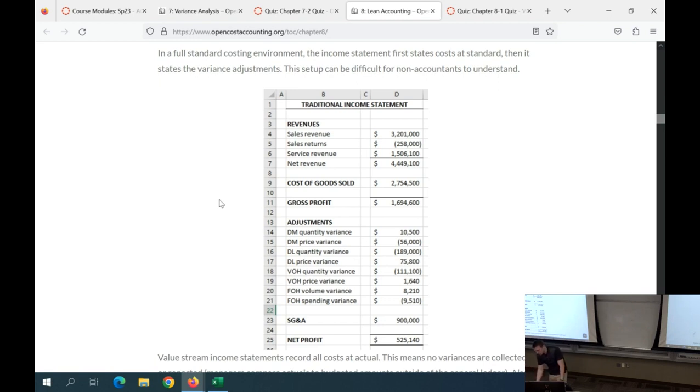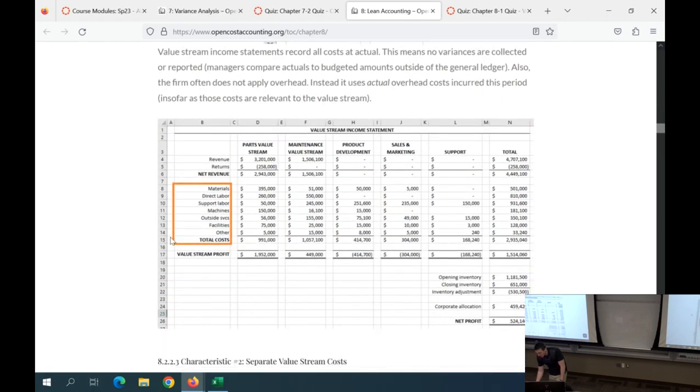I'm not saying that's literally true. That's their argument. So instead, value stream income statements omit the adjustment of variances. They don't do this kind of thing. Everything is expressed at actual cost. This is an example of a value stream income statement. All these cost categories are the actual amounts spent. Our actual cost for materials is in this row right here. Our actual cost of direct labor is in this row right here. Actual cost of support labor, et cetera. Nothing is expressed at standard. We're not peeling away those kinds of variance numbers during the process. That's the first characteristic: everything's at actual.